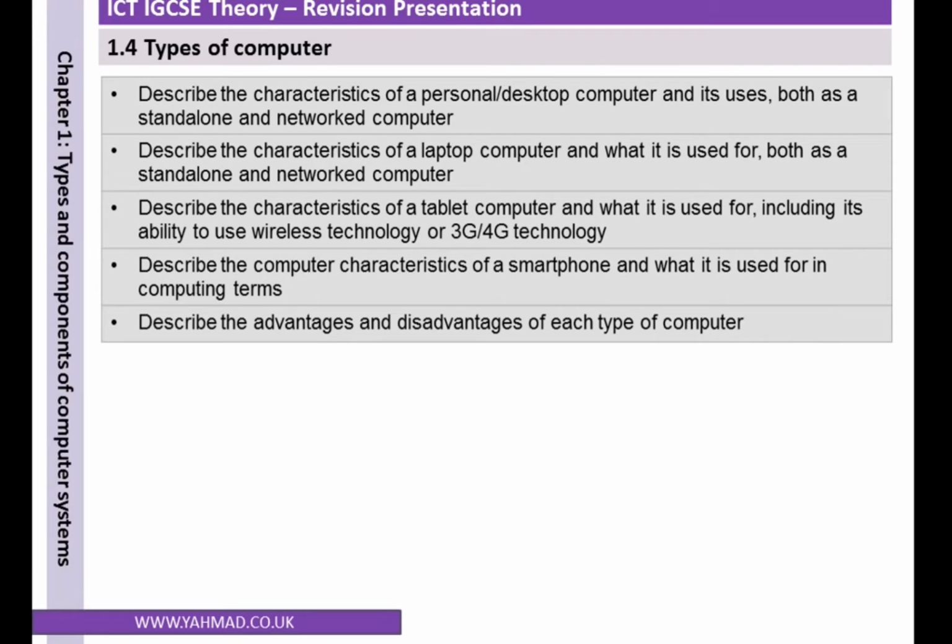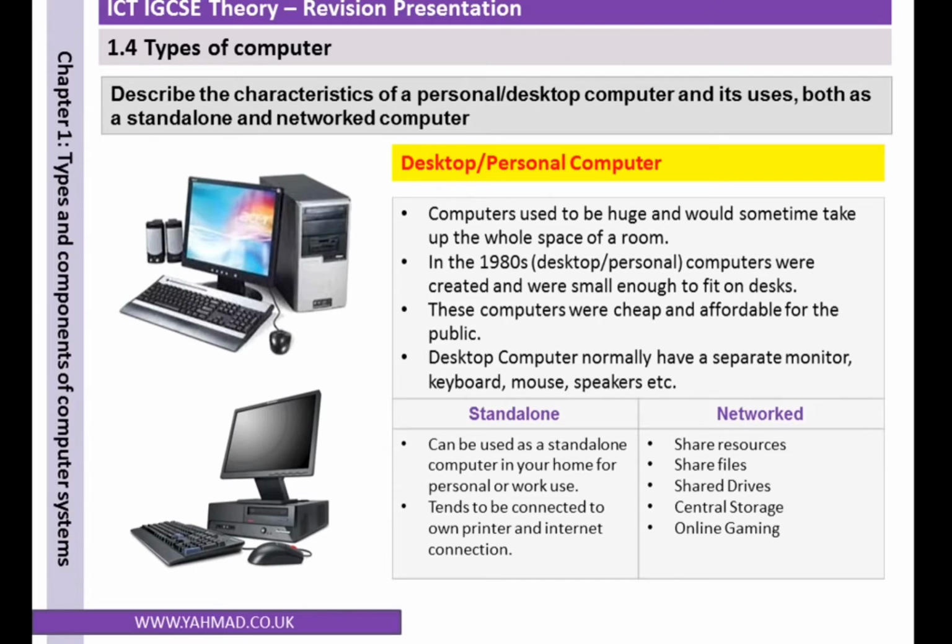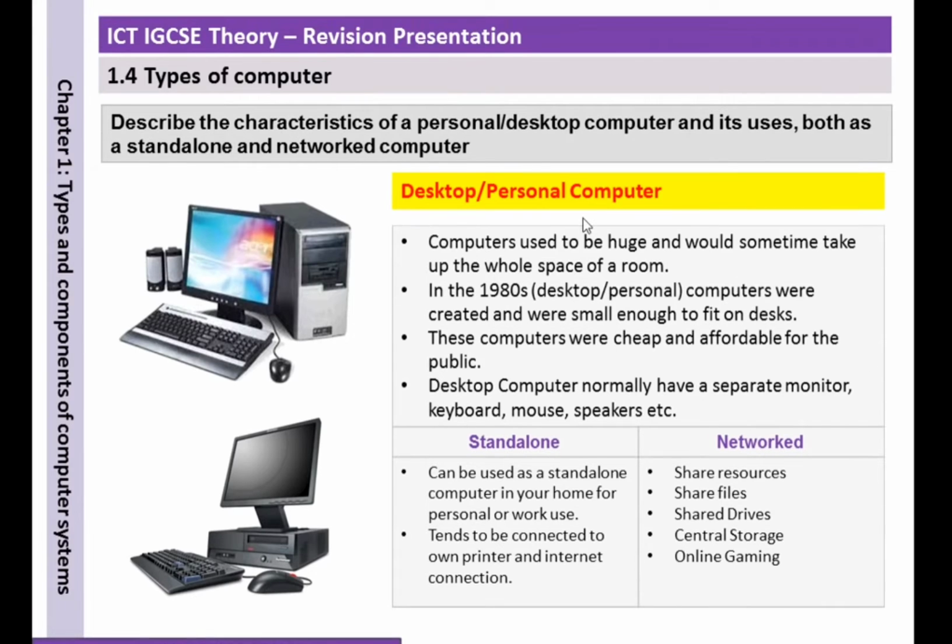Okay, now we're going to be looking at 1.4 types of computer. So the first computer we're going to be looking at is the desktop and a personal computer. Computers used to be huge and would take up a lot of space. This was in the early 80s. So desktop personal computers were created and were small enough to fit on a desk. So that's where the name comes from.